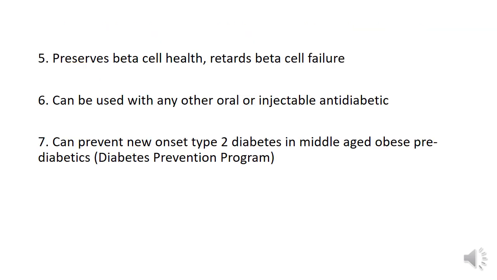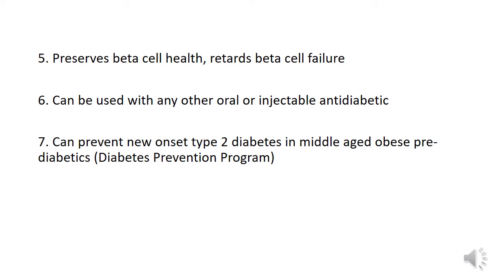Number 5, metformin retards beta cell failure because it has the ability to preserve beta cell health. This is in contrast to other classes of drugs, for example, sulfonylureas. Sulfonylureas enhance insulin secretion. They are also used in the treatment of type 2 diabetes. They are also oral antidiabetics, but they accelerate beta cell failure because they promote beta cell apoptosis. In this regard, metformin is much safer because it preserves beta cell health.